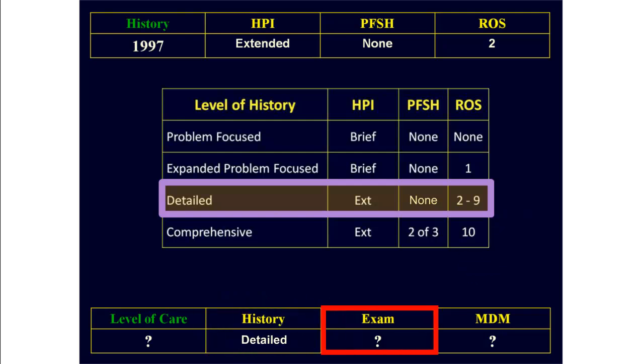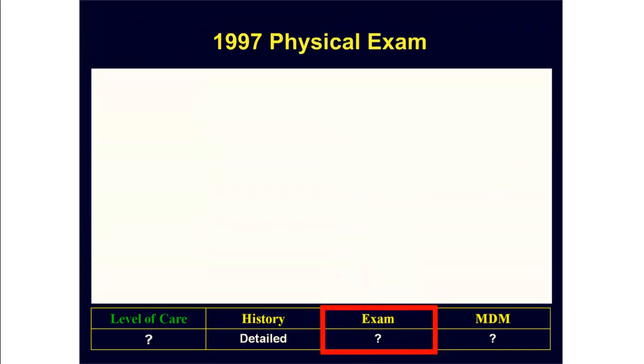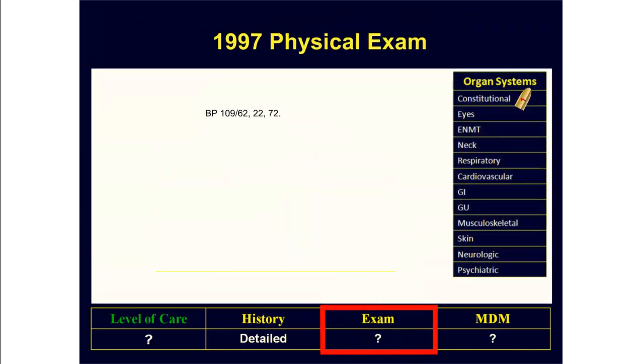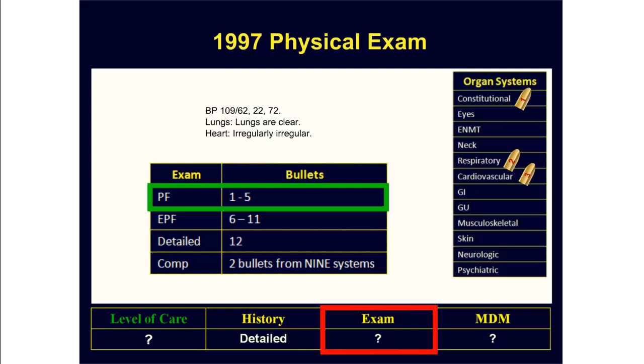The next step is to check the physical exam. Looking at the exam and using the 1997 guidelines, here we get 1 bullet for recording 3 vital signs, 1 for listening to the lungs and 1 for listening to the heart. That adds up to only 3 bullets, which means we'd only qualify for a problem-focused physical exam. So the next key component is now known.